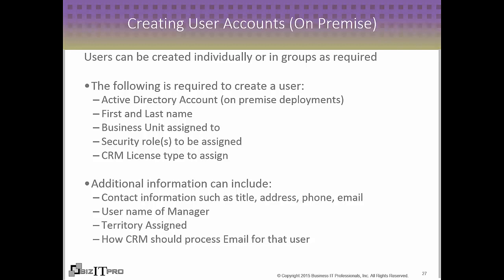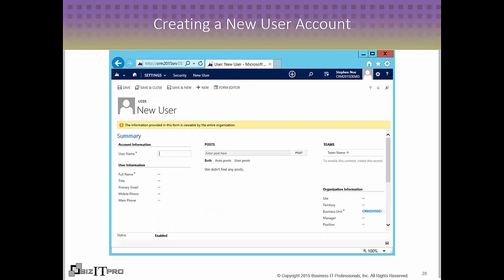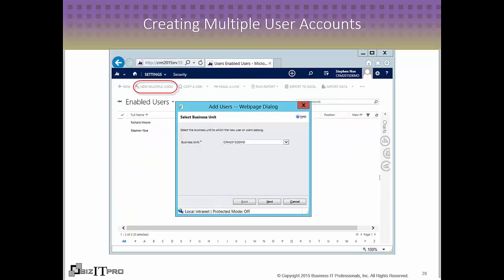Additional information can include contact information such as title, address, phone, and email, the username of the manager, a territory if assigned, and how CRM needs to process emails for that user. When creating a new user account in on-premise, you're presented with this screen. You fill in the user name, which should be the same as the user account in Active Directory. Then you can put in the name, the title, and so on. You can also select multiple users to create multiple users at the same time, and it will start by prompting you with which business unit the user should be created in.